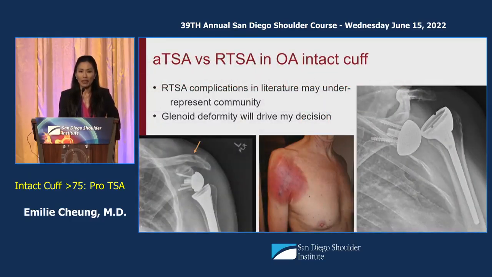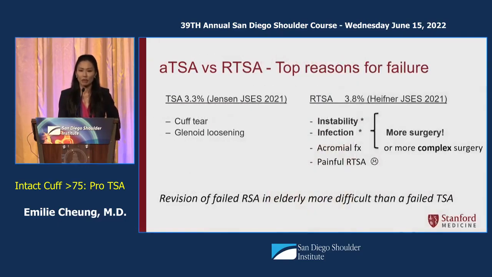So in summary, I feel like the anatomics will outperform a reverse in an intact cuff situation, and the glenoid deformity will dictate my decision on whether or not I perform an anatomic or reverse. And again, in summary, the complication profile and revision rate is not higher for an anatomic than a reverse. Therefore, I don't think that the benefits of the reverse outweigh the risks of reverse when you look at these complications that may require additional surgery or even more complex surgery.